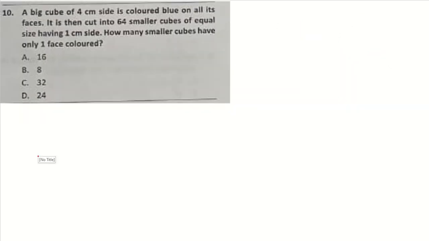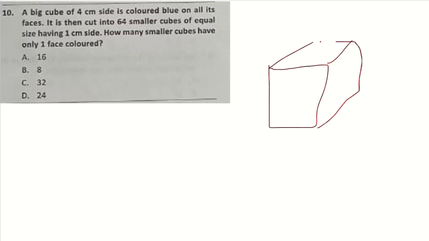Question 10. A big cube of 4 centimeter side is colored blue on all its faces. It is then cut into 64 smaller cubes of equal size having 1 centimeter side. How many smaller cubes have only one face colored? Now this is more of a visualization question, but I am drawing it. This will be the status of each face. I am just drawing one of these to give you a better idea.